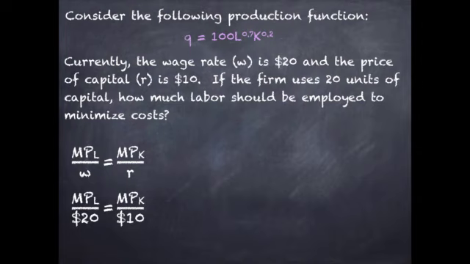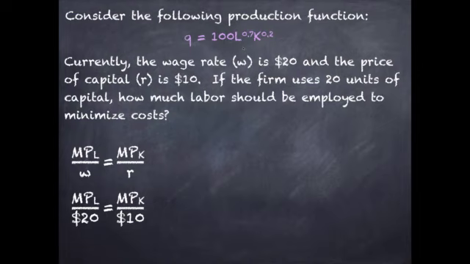So we have to remember that. We've already got W and R given to us, so we can insert those into the cost minimizing condition. So we get the marginal product of labor divided by 20 should equal the marginal product of capital divided by 10. So we need to use the production function to come up with the marginal product of labor and the marginal product of capital. And we do that by taking the derivative of the production function. So we take the derivative of the production function with respect to L to get the marginal product of labor. And then to get the marginal product of capital, we would take the first derivative of the production function with respect to capital.